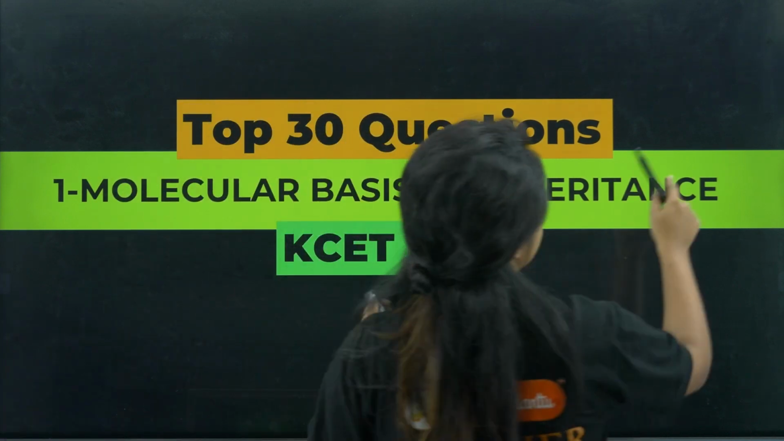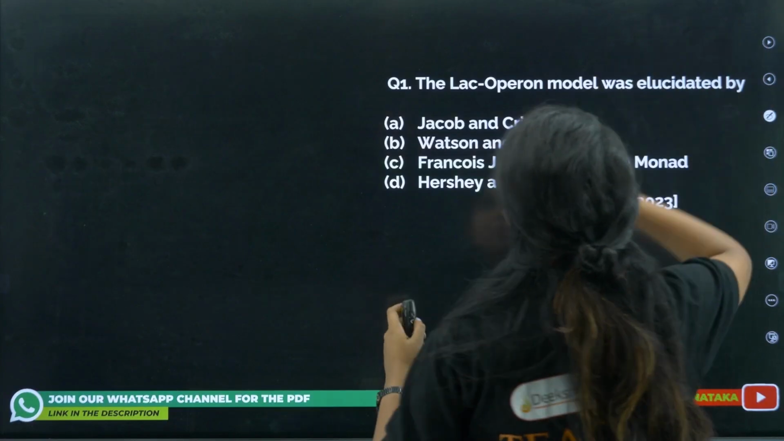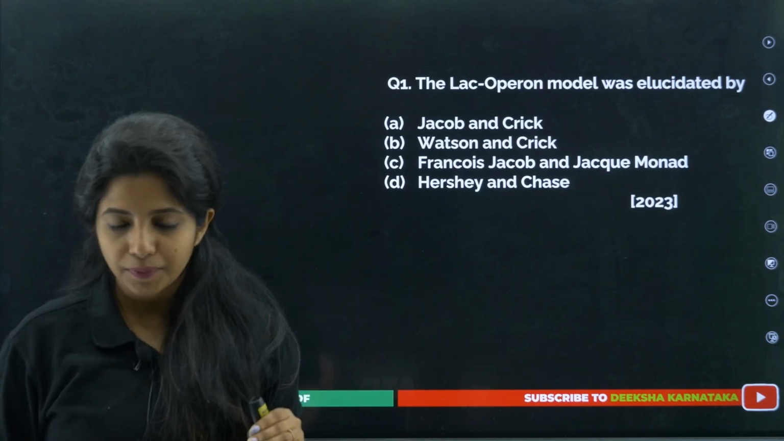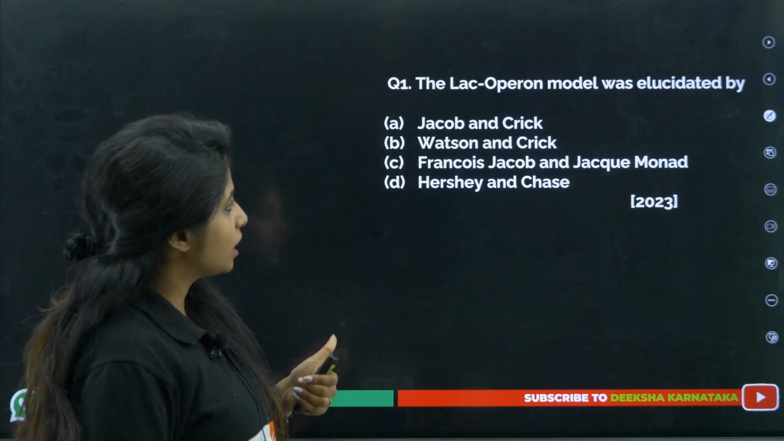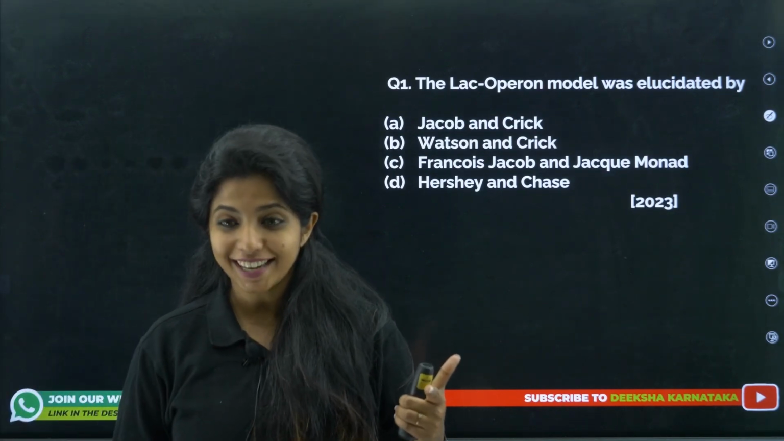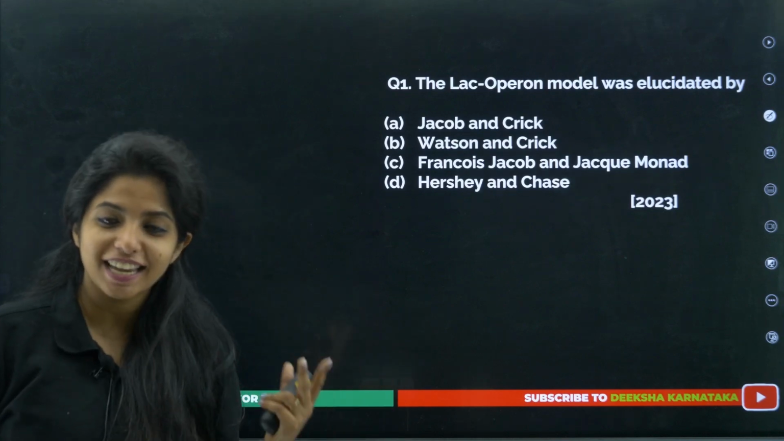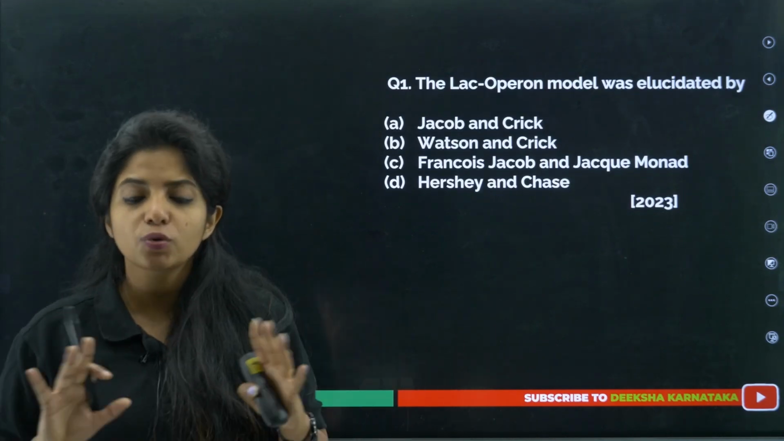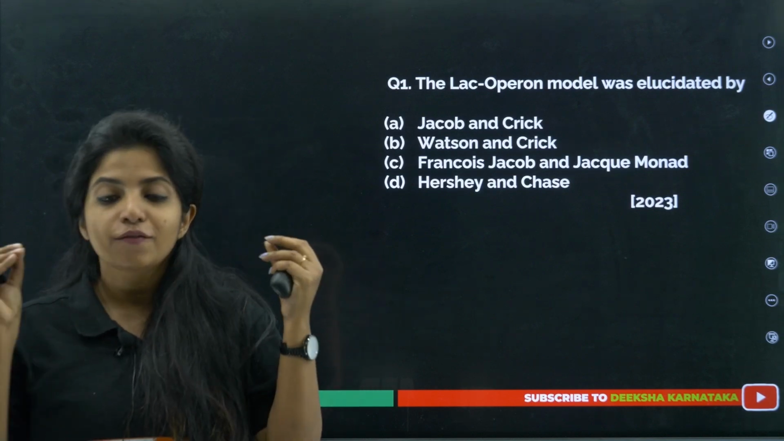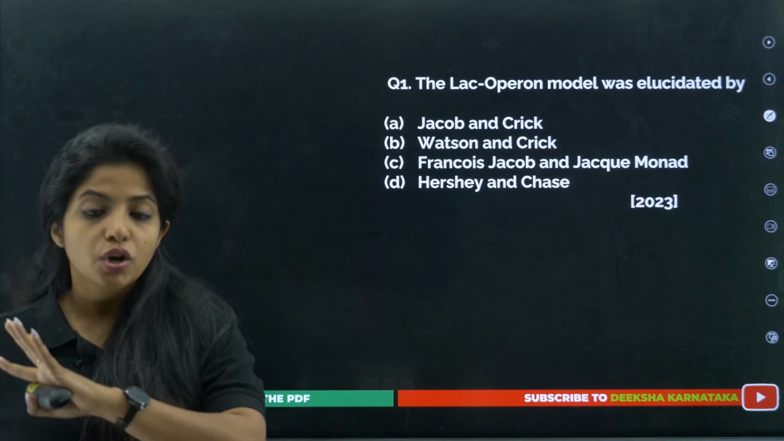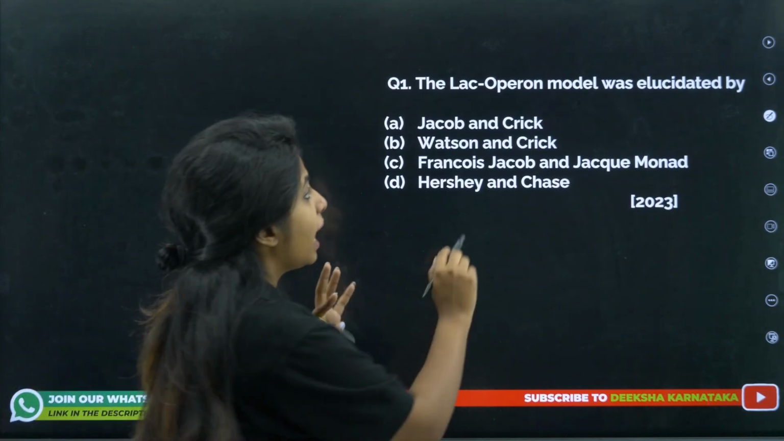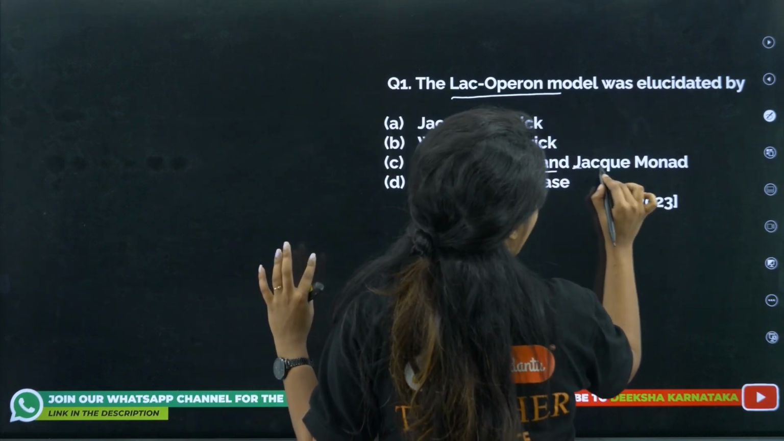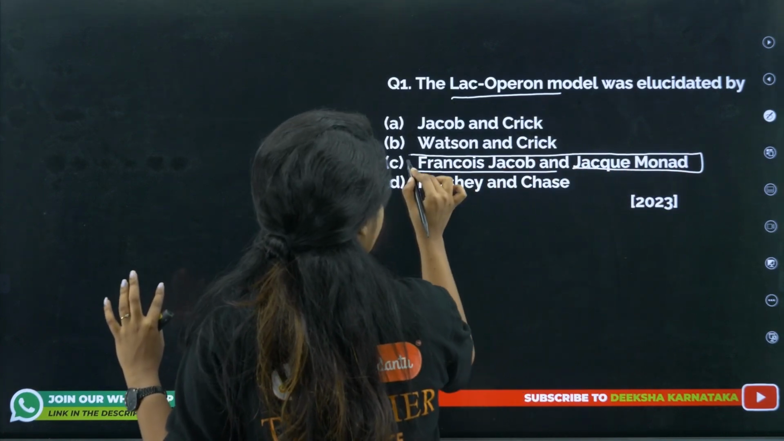So the first question: the Lac-Operon model was elucidated by, who discovered it? Jacob and Crick, Watson and Crick, Francois Jacob and Jacques Monod, or Hershey and Chase. This is a direct question, there is no elimination method here. We should know the names of the scientists who were behind everything. The Lac-Operon was elucidated by Francois Jacob and Jacques Monod. There is no question about that.